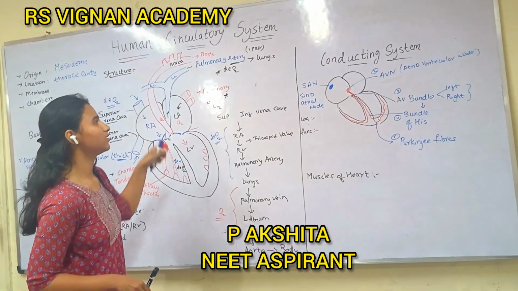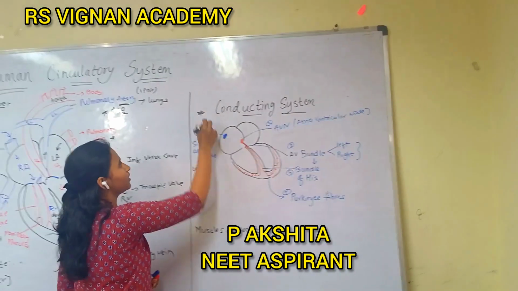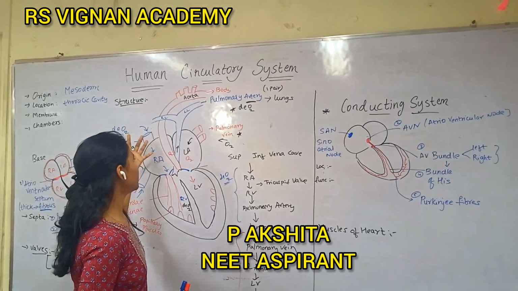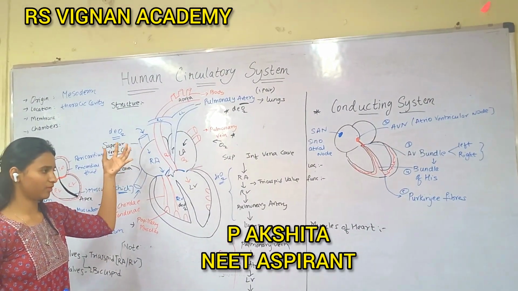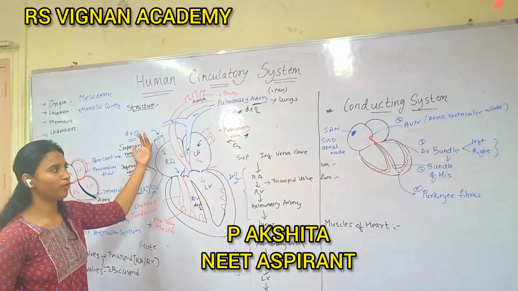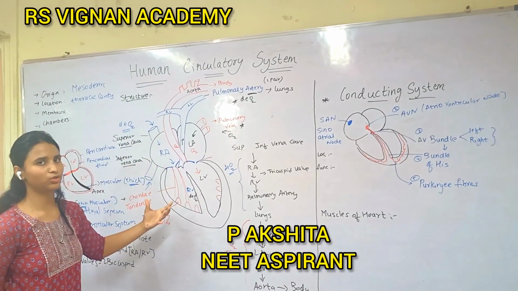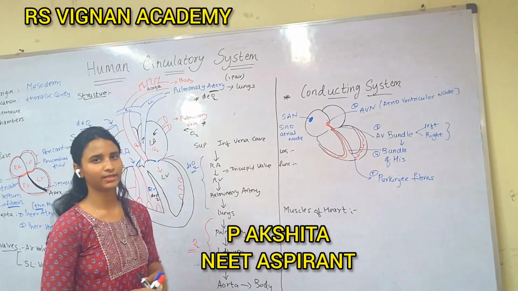Now let us go into another topic called the conducting system. Now, if we need the blood flow to go into the heart and to the body parts, we need something to control this. So all of this is controlled by the conducting system.